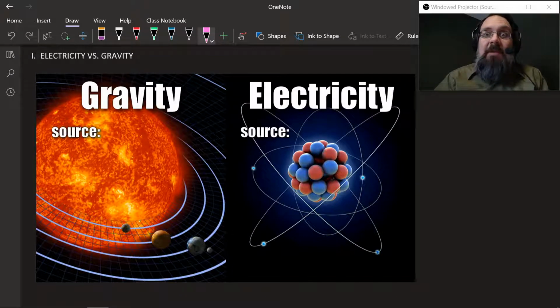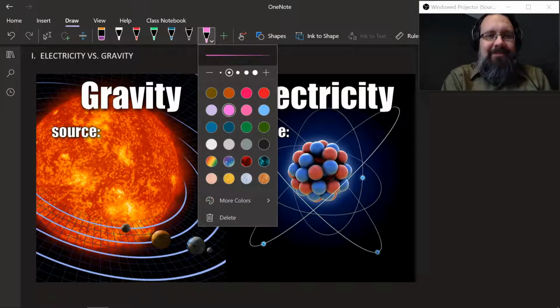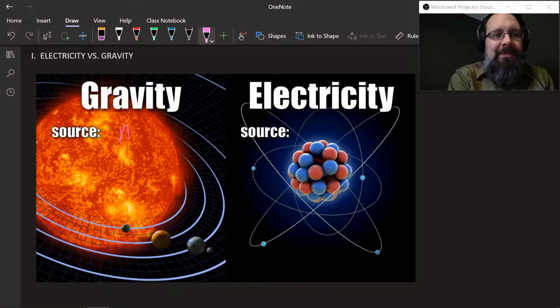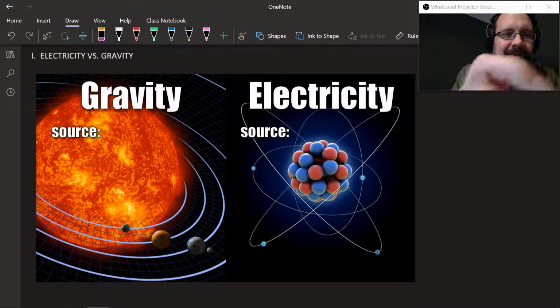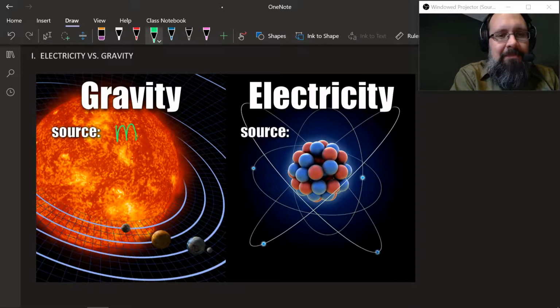The first thing we want to talk about is where these forces come from. What is the source of gravity? What do you need to have in order to feel or create gravity? Someone can jump in and say it. You need mass. So you need mass in order to feel gravity.